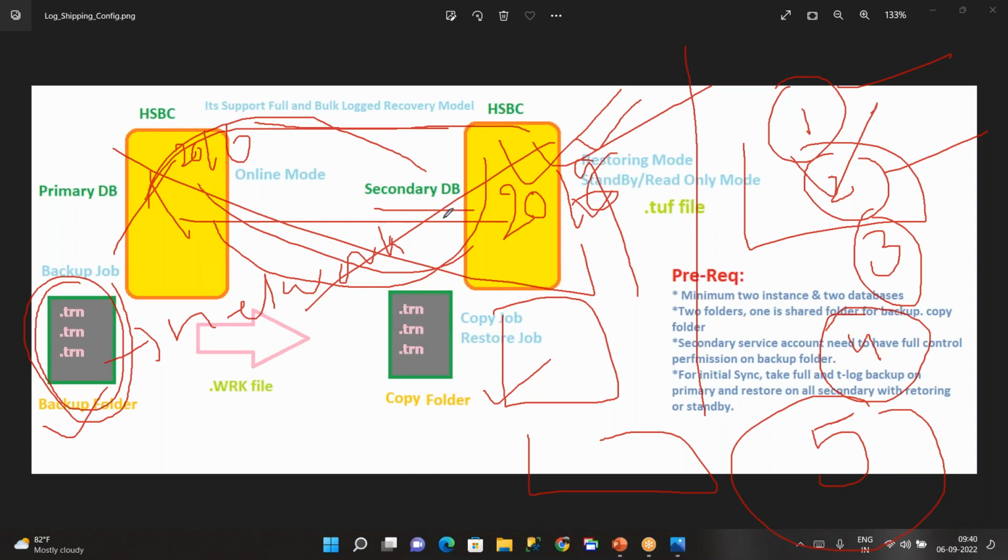Any questions on these? What is log shipping? How is log shipping working? What are the prerequisites? Yes, sir. Someone is asking: high availability means to make the application available for the users. If I'm wrong, let me know.